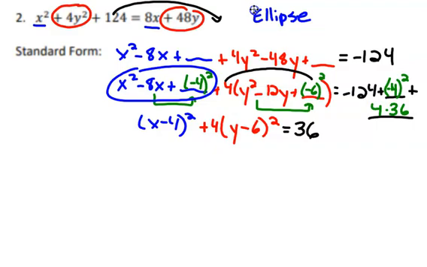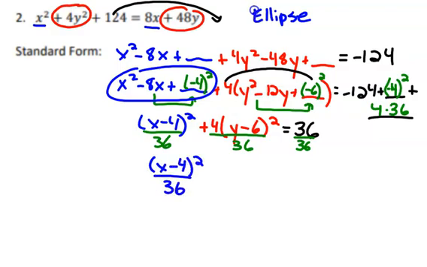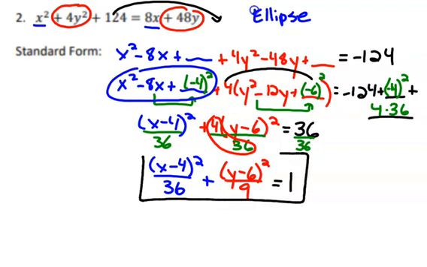Last step is we don't want it equal to 36, we want it equal to 1. So there's nothing to simplify with that first fraction. With the second one, 4 over 36 reduces to 1 over 9. And the right side is equal to 1. Okay? I'm going to do a hyperbola.